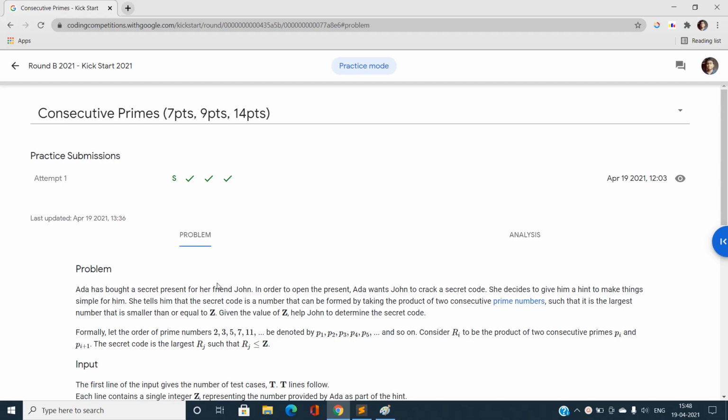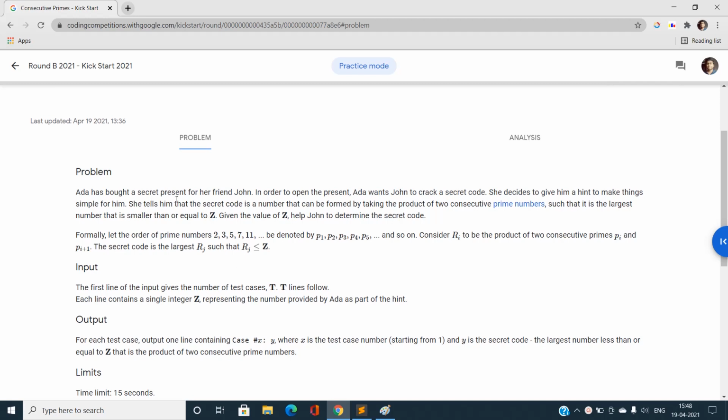In this problem, we have to find the secret code, which is actually a number that can be found by taking the product of two consecutive prime numbers, such that it is the largest number that is smaller than or equal to z. That is, this secret code will not exceed the number z that will be given to us. We need to determine that secret code, which is basically the product of two consecutive prime numbers.